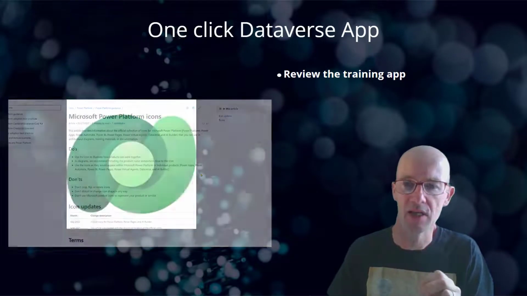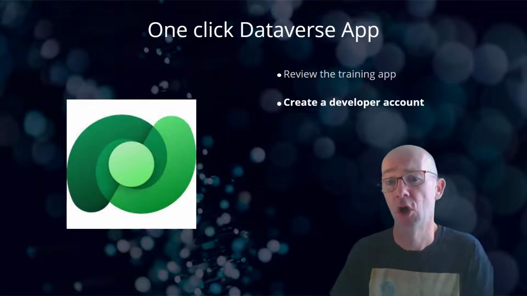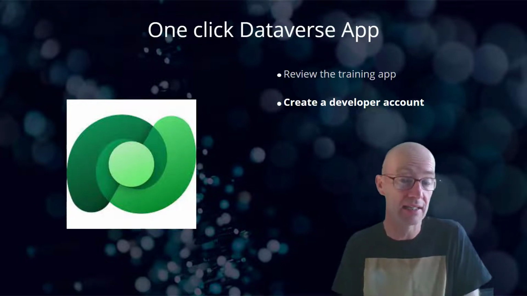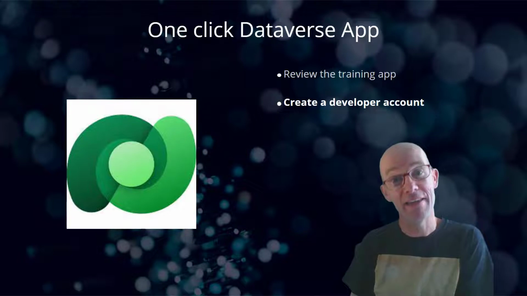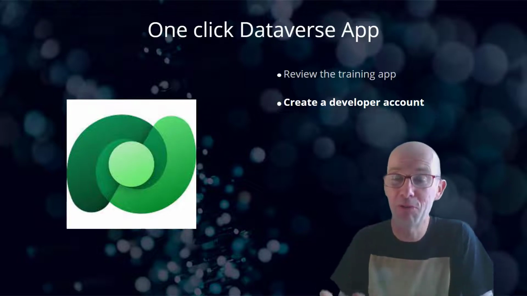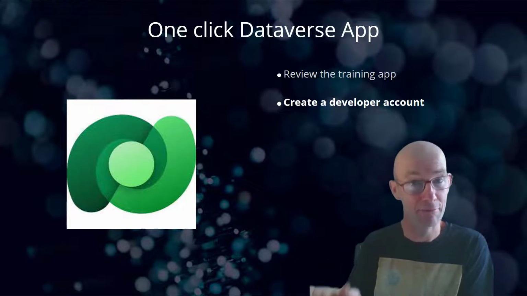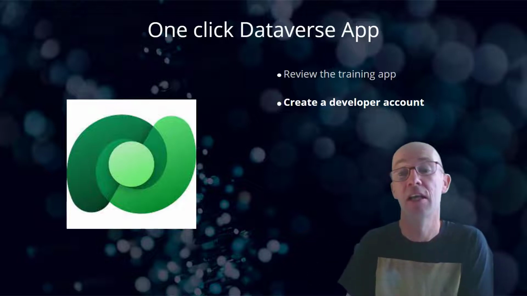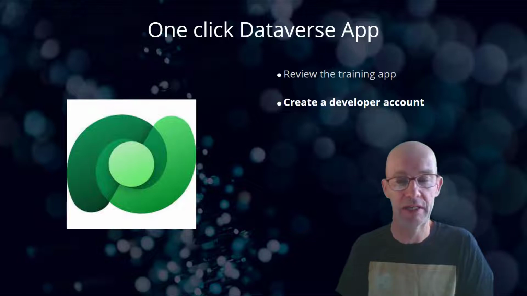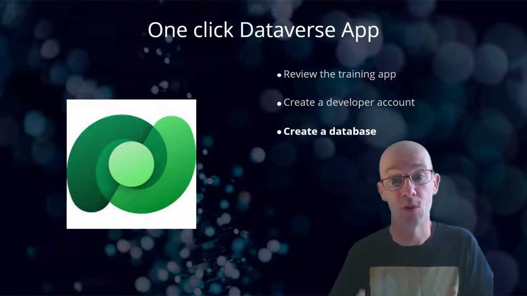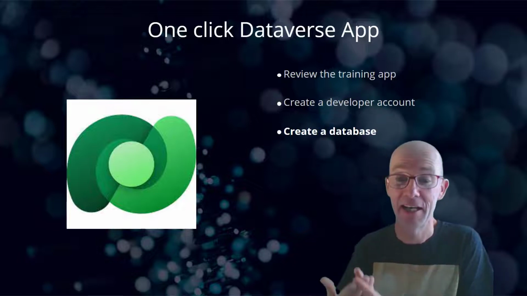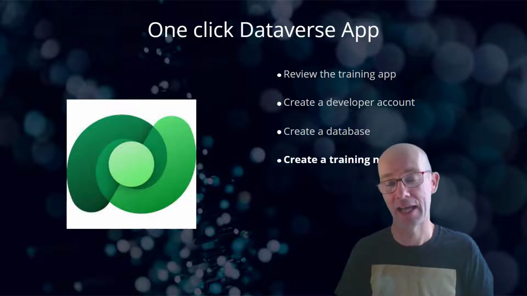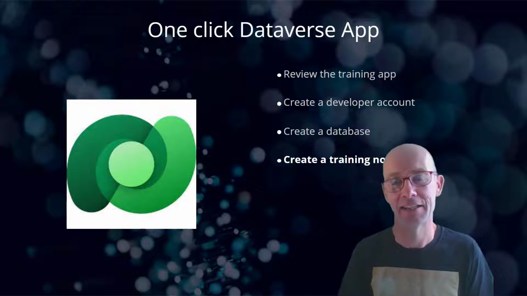It's really simple. We'll have the ability to use images as well, which is kind of nice. What we're going to do is, once we've looked at the training app, we're then going to have to create ourselves a developer account because we need an environment with a database inside it. So once we've created this developer account, that's going to give us a little environment specific to ourselves. What we can then do is create a database within that environment, and then once we've done that, we can then start building the training notes app. So let's head over to there and take a look at the app.